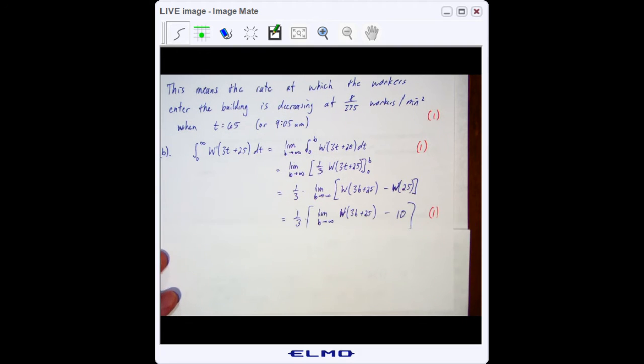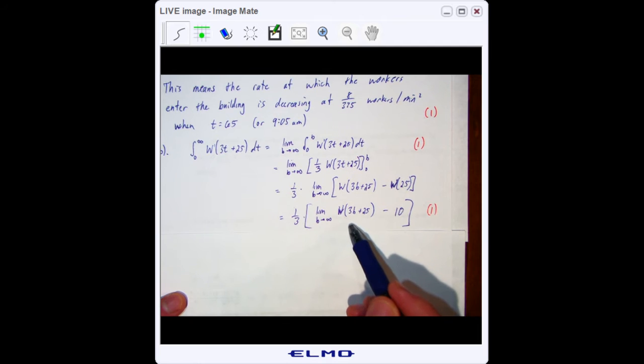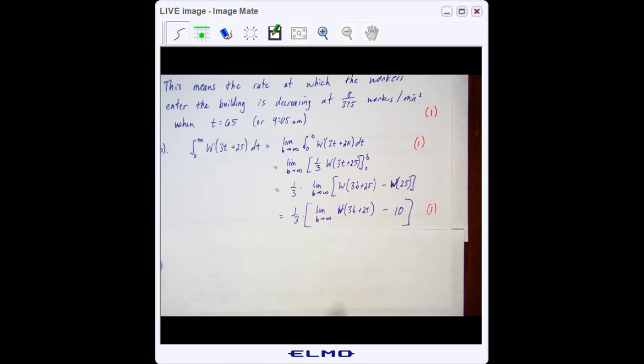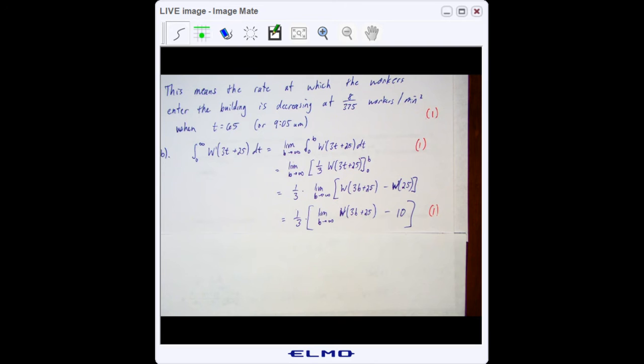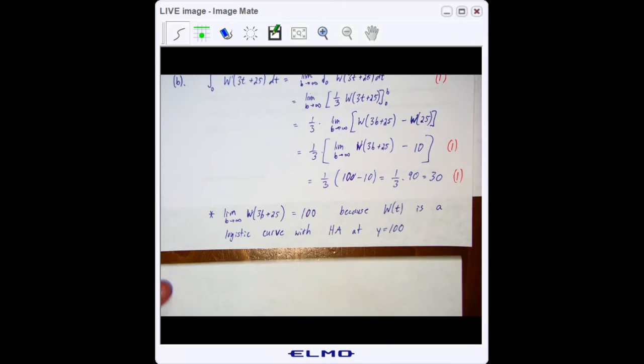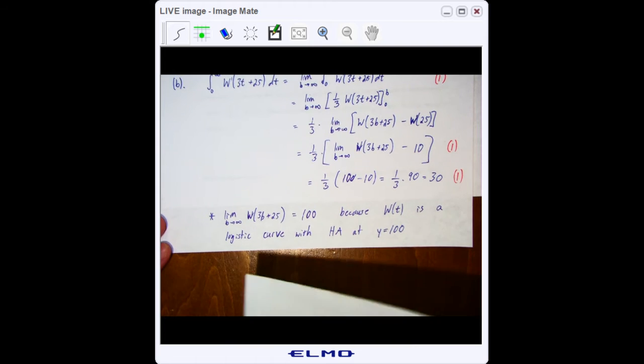Now, this value you can get from the table. But what about this limit here? Limit as b approaches infinity of this value. How do I find the limit as b approaches infinity of w given the table? Well, it turns out that that limit is 100. And here's how you know it. This was the challenging part.